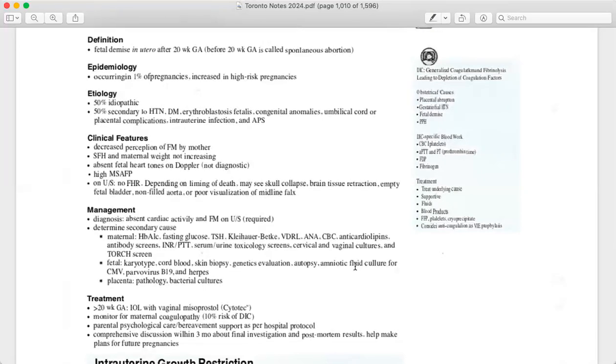Now, this is an ethical question. What happens if the female comes to you and says, my fetus or my baby in the womb has not been moving since last night, and you do an ultrasound and there is no fetal heart rate, and you already declare that the baby is dead in the womb? What is the next thing you are going to do? Are you going to deliver it right away?